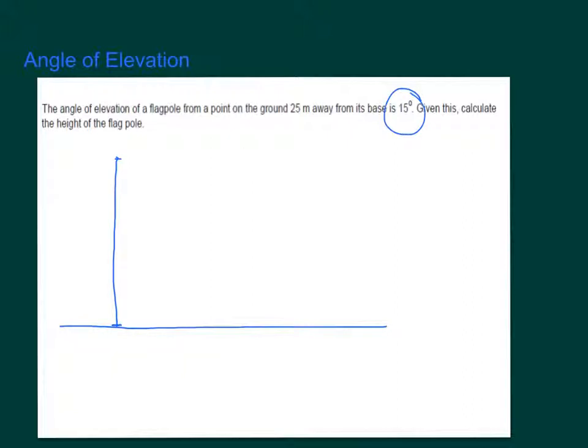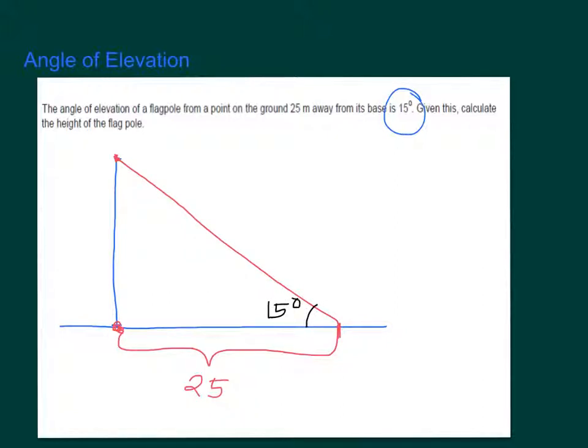So somewhere 25 meters away from the base, if you look at the top of the flagpole, the angle being created is 15 degrees. And then, given this, we want to calculate the height of the flagpole. So let's say that the height of the flagpole is x.